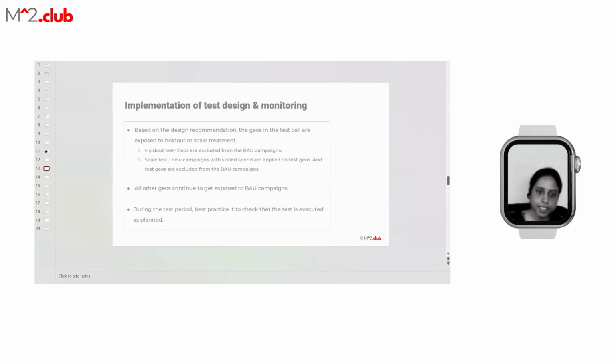Implementation of the test design usually means we will either go dark on some of the geos and keep all the other geos with the same level of BAU spend as much as possible. And if it is a scale test, we'll create new campaigns and make sure that scale spend is applied on the selected set of test geos. So that is about implementation.